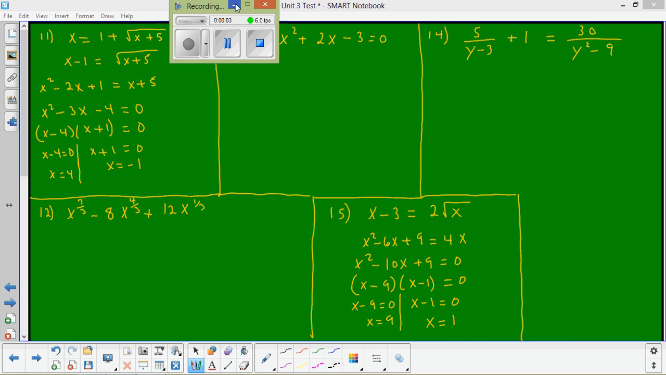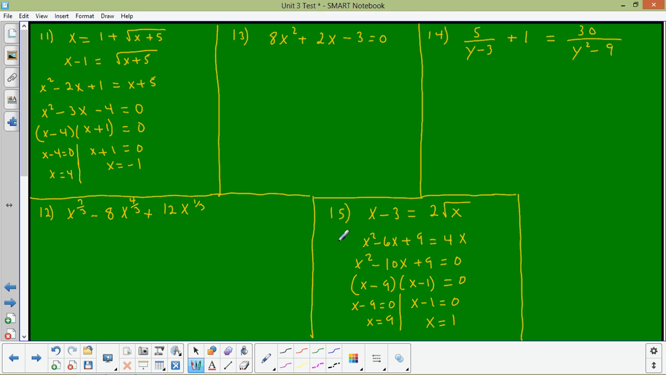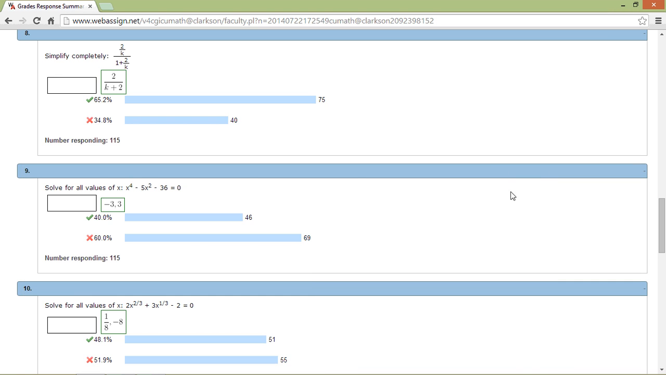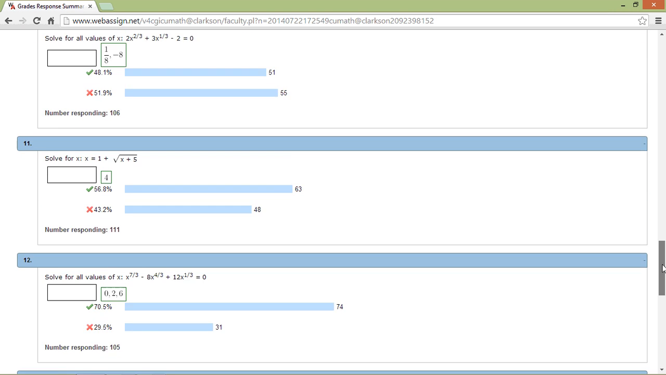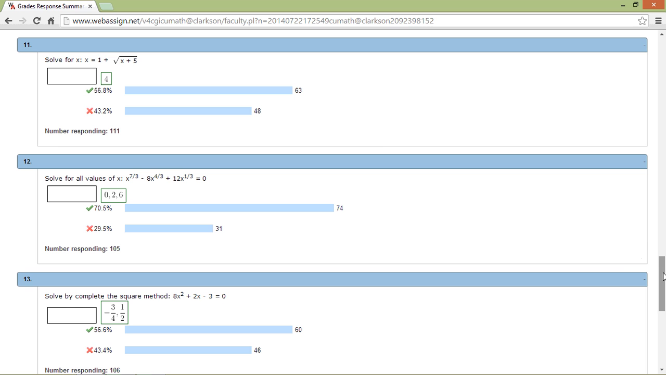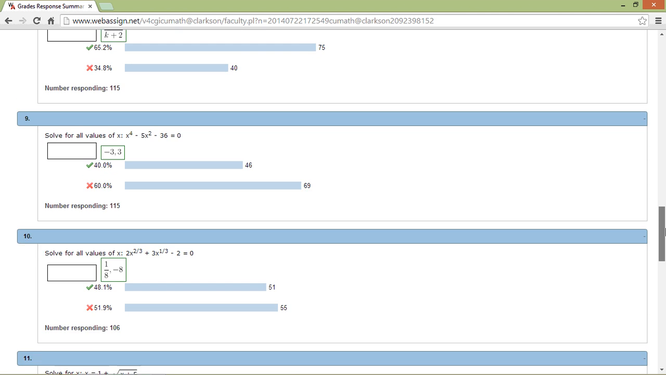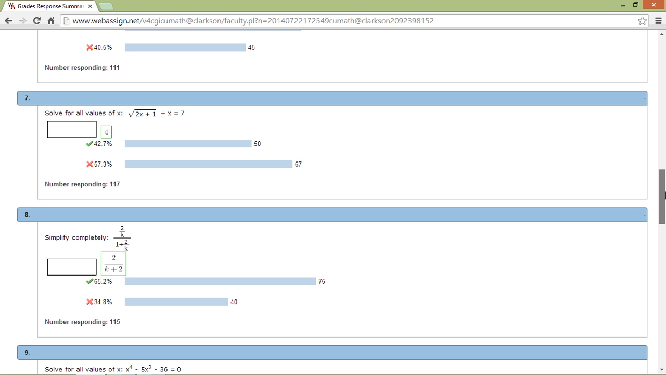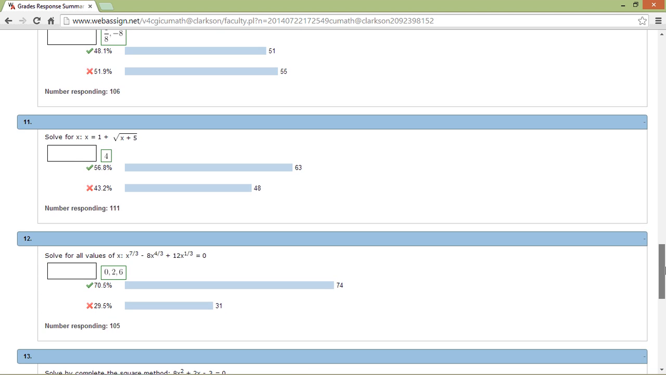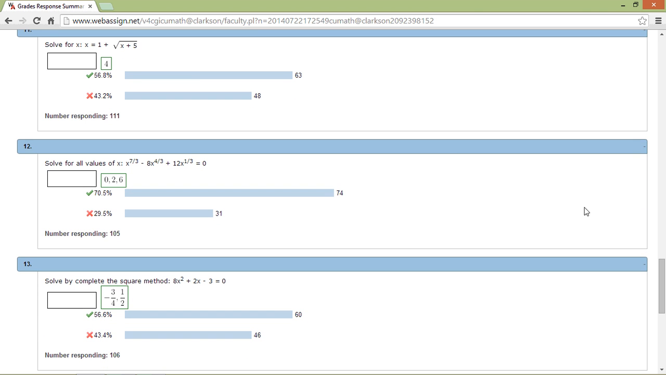Okay, so this is unit test 3, questions 11 through 15 here. On these questions, if you look at our item analysis, question 11 came in below 60%. And again, this was similar to a question earlier in the test. We put two of them in here just to see what would happen. It was very similar to question number 7. A little bit better success rate on question number 11.